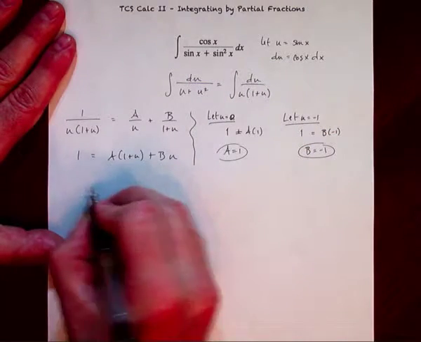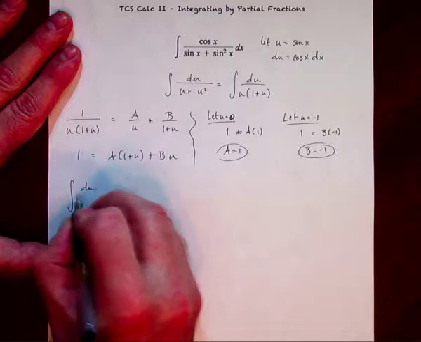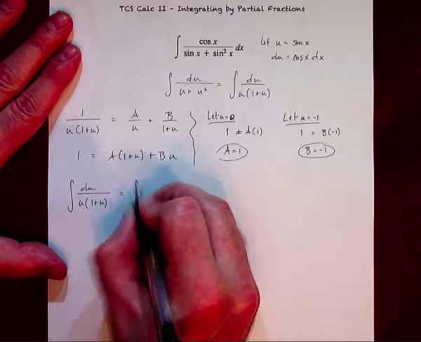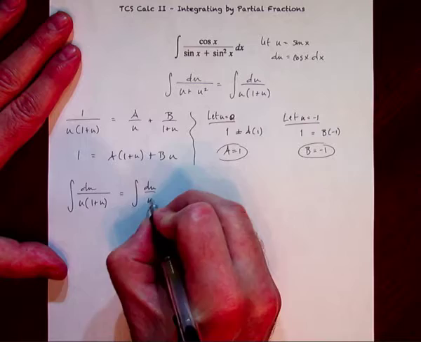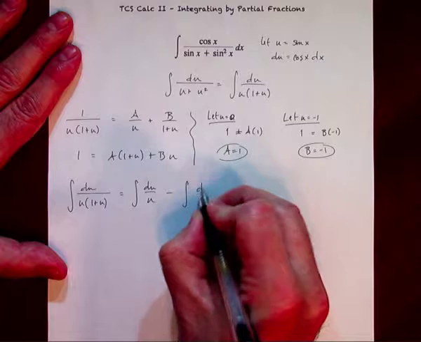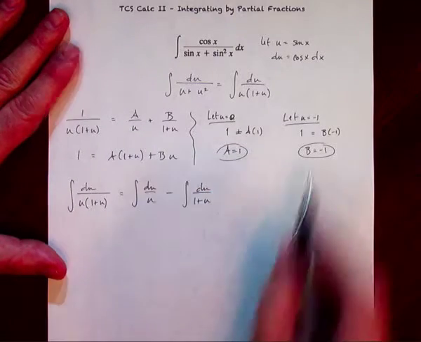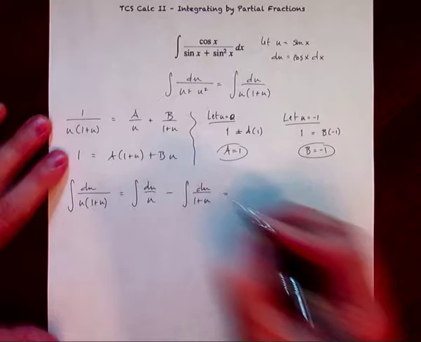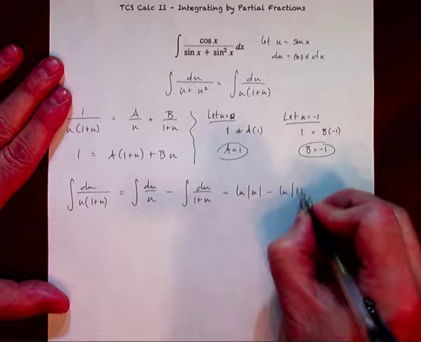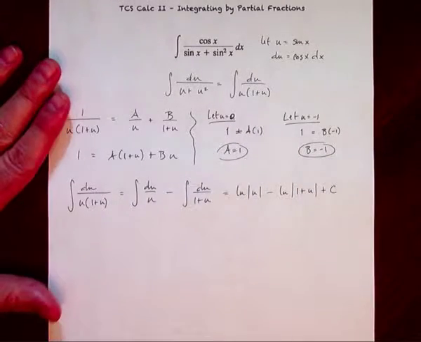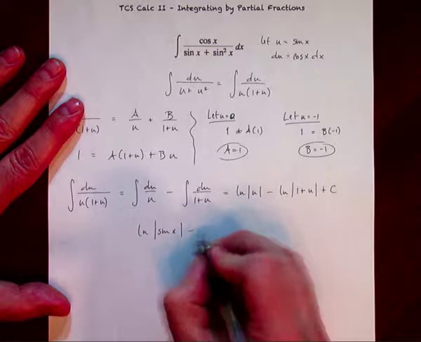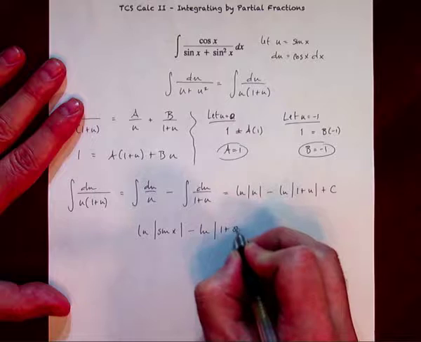Well, that means that my integral of du over u times 1 plus u can be rewritten as the integral of du over u, right, because a was just 1, minus the integral of du over 1 plus u, because b was just -1. Well, that winds up integrating really easily. So natural log of the absolute value of u minus the natural log of the absolute value of 1 plus u plus c, but it wasn't in terms of u to begin with, so I have the natural log of sine x minus the natural log of 1 plus sine x.